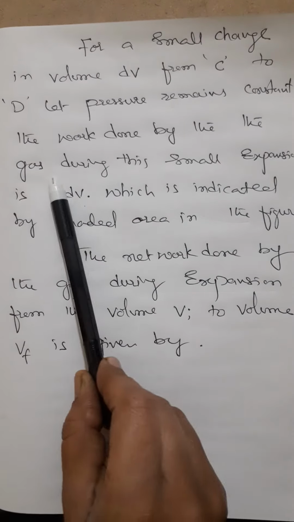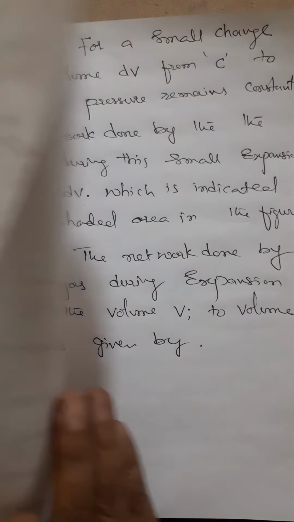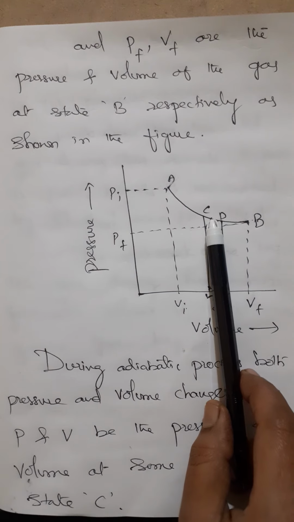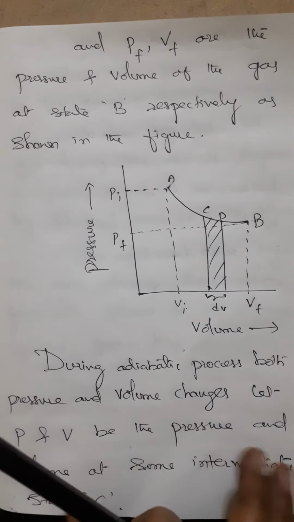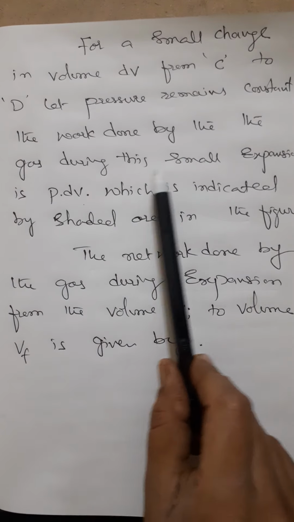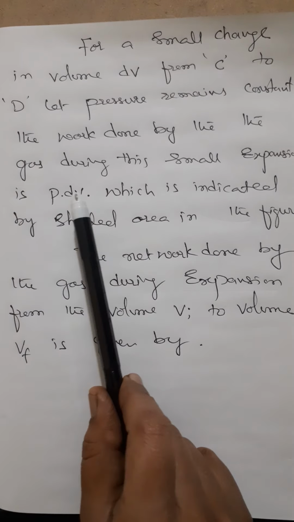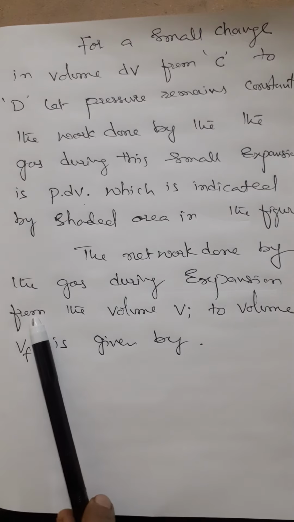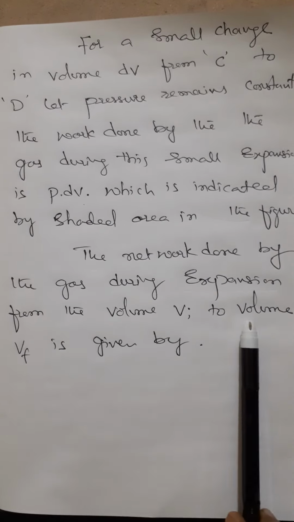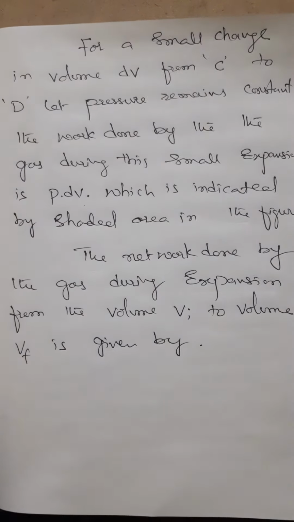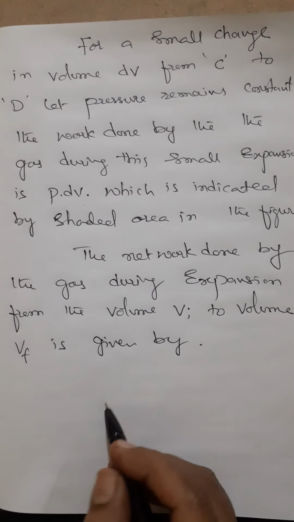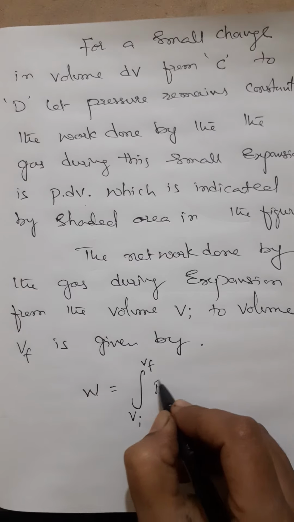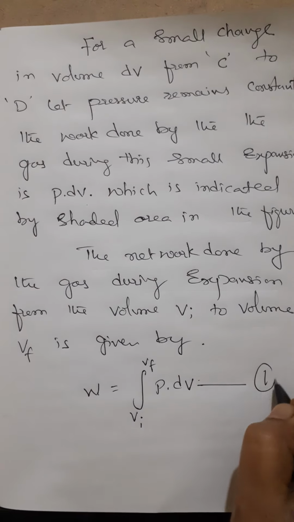So the work done by the gas during this small expansion is, we know the definition for work done: work is nothing but force into displacement. In terms of gases, force is taken as pressure, and displacement is taken in terms of volume. So the small work done, or small expansion of the gas, can be written as P dV, which is indicated by the shaded area in the figure. Now the total work done by the gas during the expansion from volume Vi to volume Vf, from A to B, we have to take the integration of this equation, that is W is equal to the integral from Vi to Vf of P dV. Let us take this as equation number 1.